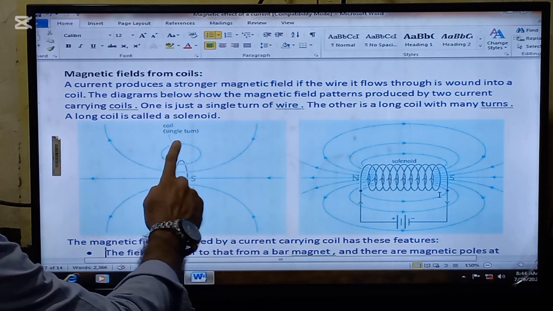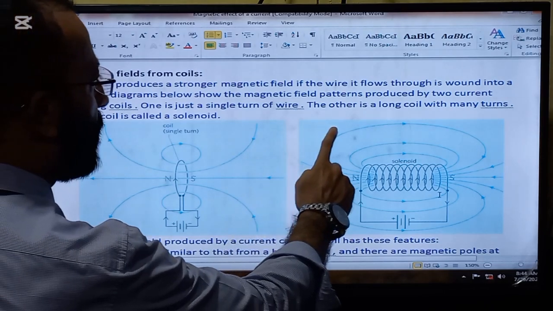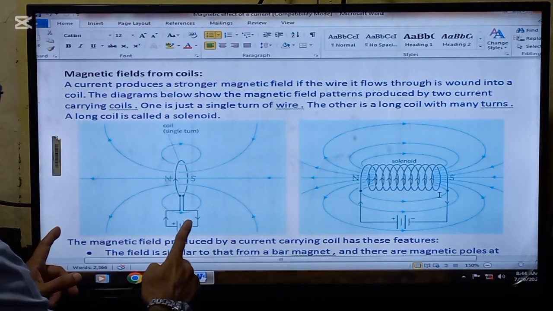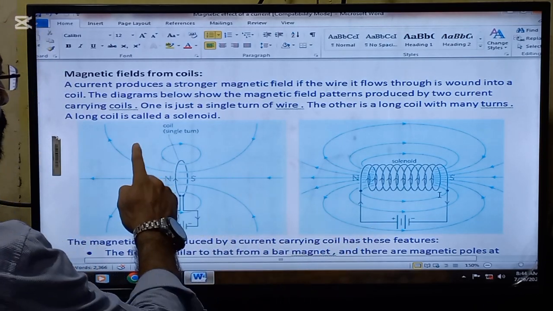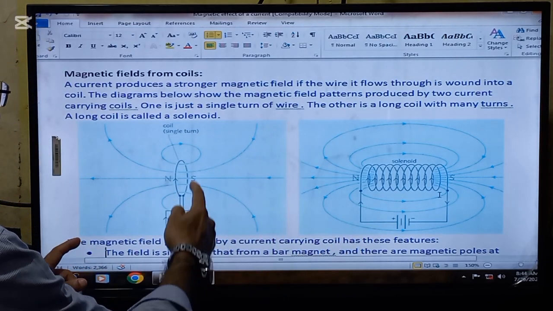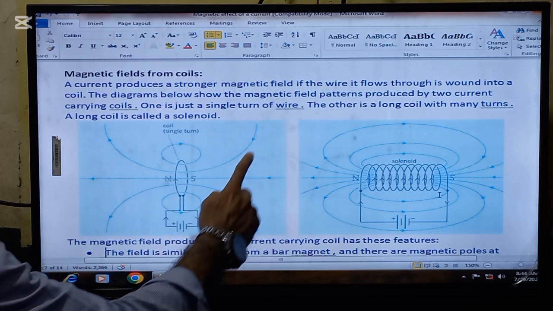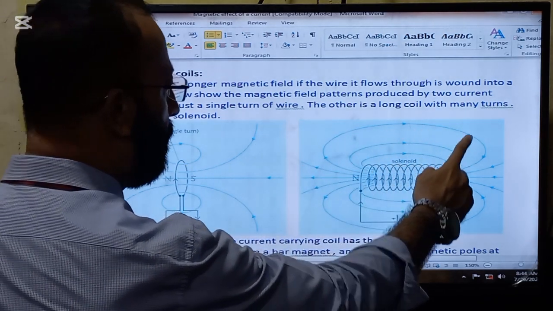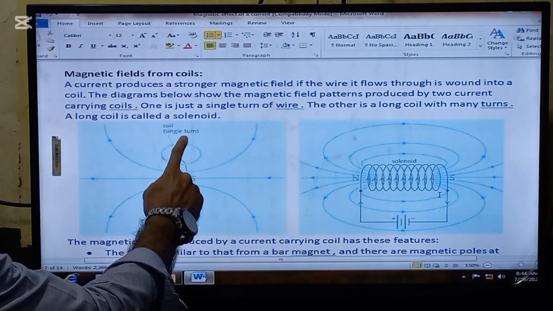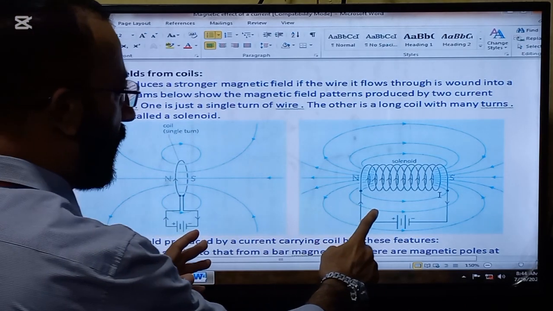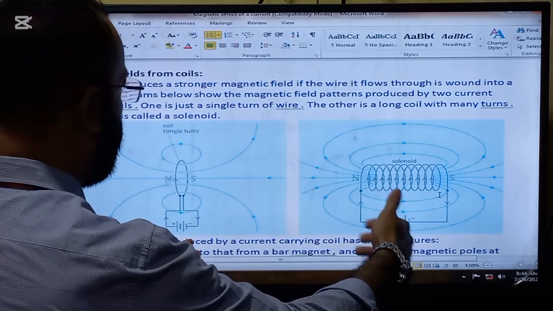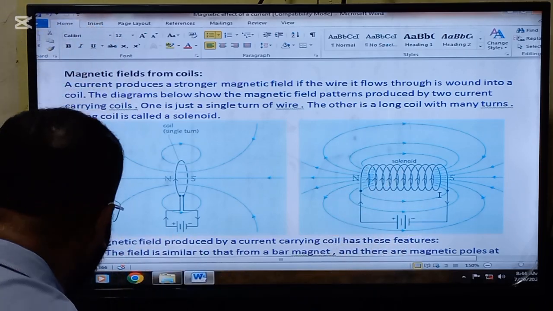The diagram below shows the magnetic field patterns produced by two current carrying coils. This is the one pattern, this is the second pattern. One is just a single turn of the wire. The other is a long coil with many turns. A coil with many turns is called a solenoid.